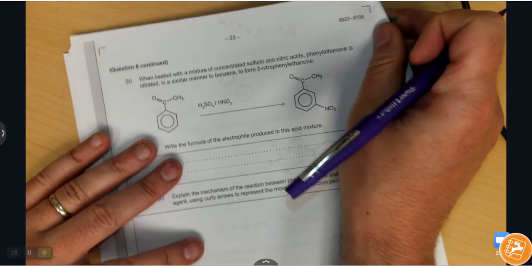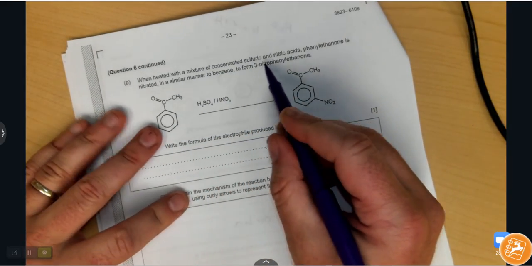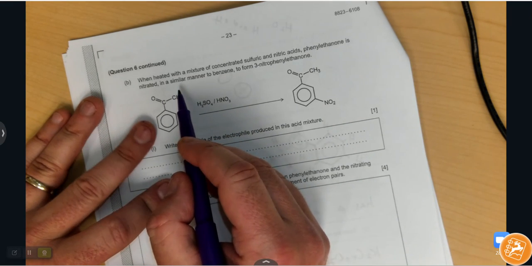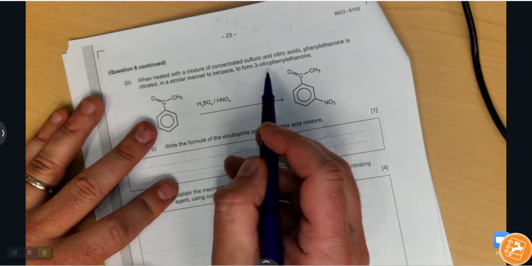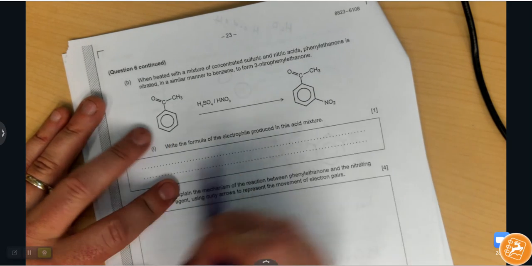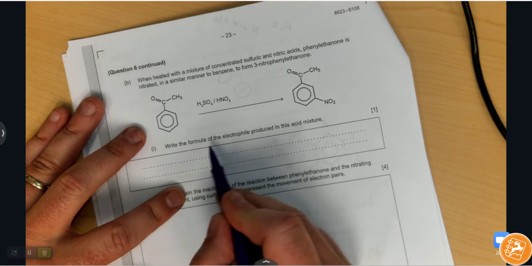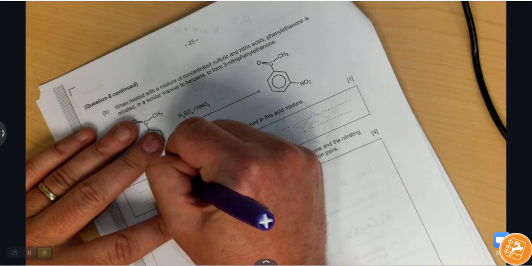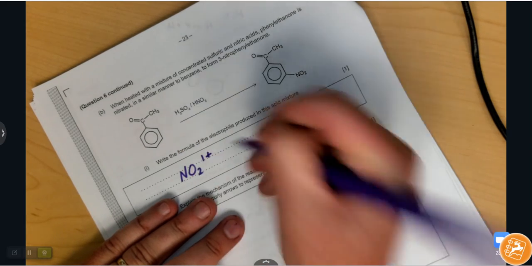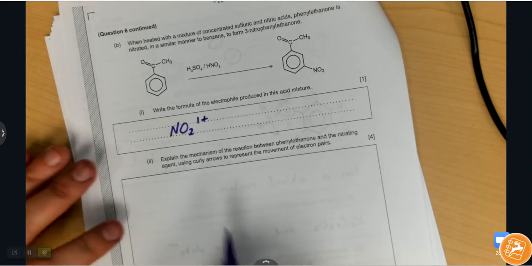All right. Finally, when heated with a mixture of concentrated sulfuric and nitric acids, phenylethanone is nitrated in a similar manner to benzene to form 3-nitrophenylethanone. There it is with our NO2 group down there. Write the formula of the electrophile produced in the mixture. Well, whenever we're nitrating a compound, we use the nitronium ion, which is NO2 1+.